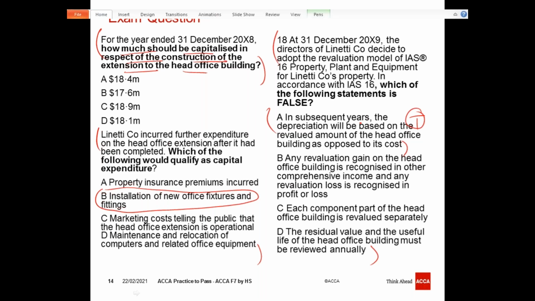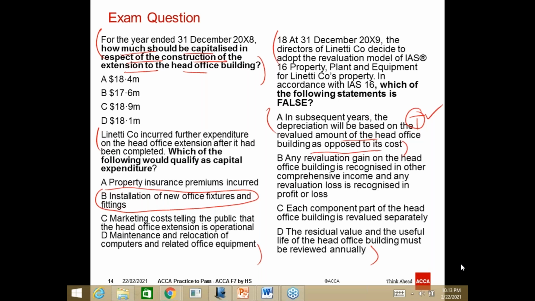In subsequent years, the depreciation will be based on the revalued amount of the head office building as opposed to its cost. Is it true or false? It's true. Because after the revaluation, we take the revalued amount and revise depreciation, and revise useful life for subsequent depreciation.